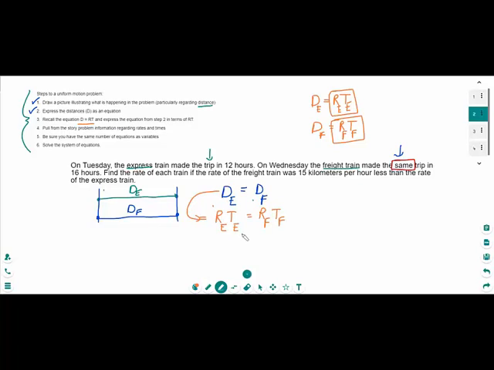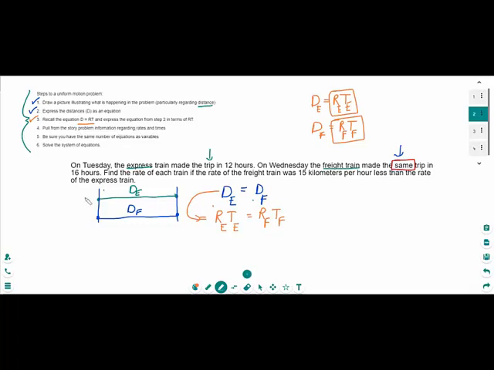Okay. So now the next step, that is, well, we finished this one here. We expressed the distance equation in terms of r and t, right? There's no more d's in here. It's all r's and t's. That's step 3. Now we need to go back to the story problem, because now we need to pull from the story problem information regarding rates and times.